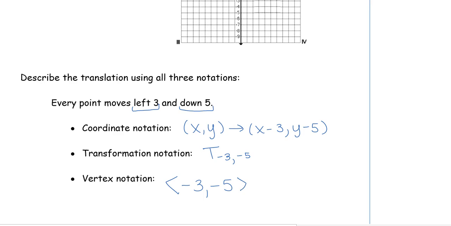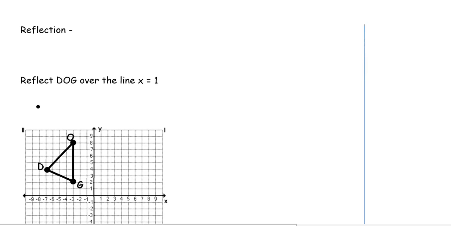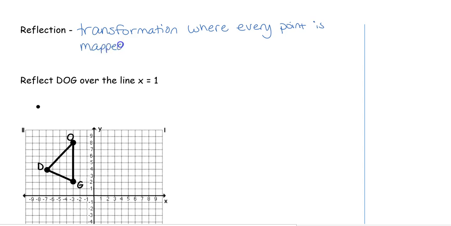Our next transformation is going to be a reflection. A reflection is a little bit more complicated than a translation. It requires a little bit more. It is a transformation where every point is mapped onto its image over a line.